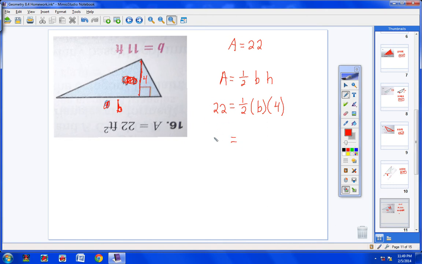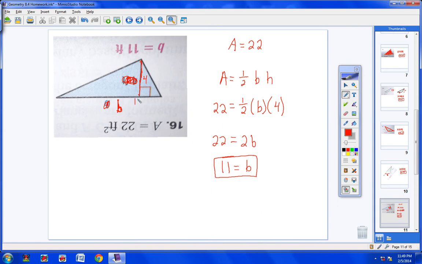So if you simplify 22, there's really nothing you can do, so bring down your 22. If you simplify this side over here, you have 1/2 times B times 4. Well, that's the same thing as 1/2 times 4 times B. And 1/2 times 4 is 2, and 2 times B is 2B. And now we divide both sides by 2, and we see the height, or excuse me, the base of the triangle is 11.